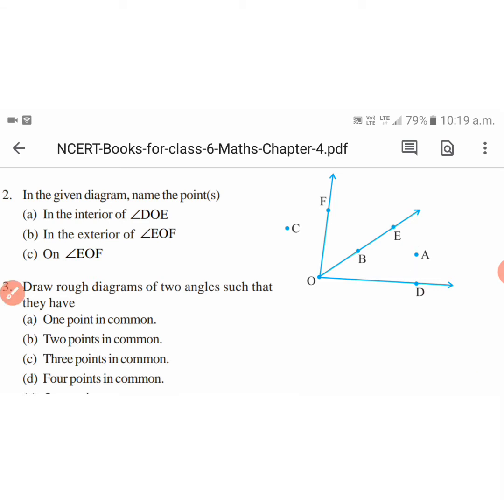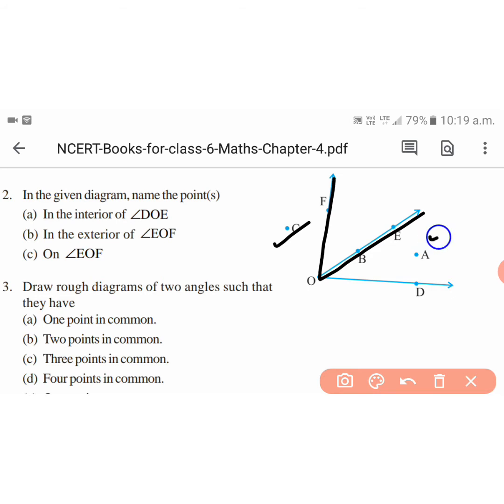B part. In the exterior of angle EOF. Angle EOF. So, what are the exterior points? C, A and D. So, the exterior points of angle EOF are C, A and D.